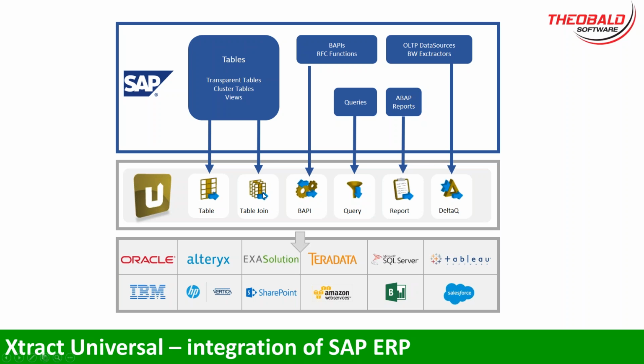The table join is interesting. We use this in our scenario that we show you later, for joining two different tables with a primary key. You don't have to do this in your destination environment, but can do this in the Extract Universal Designer. That's a pretty cool thing and relatively new in our software.